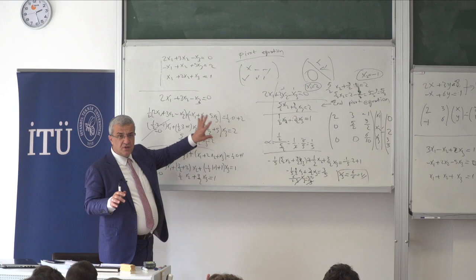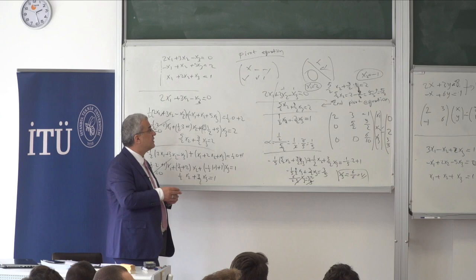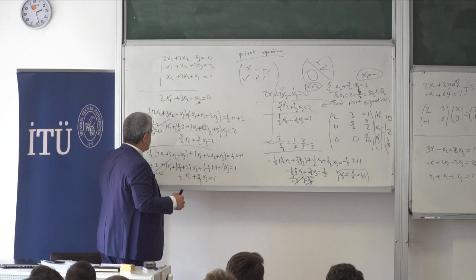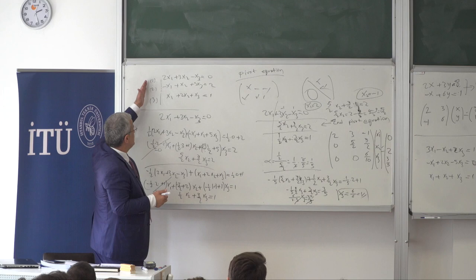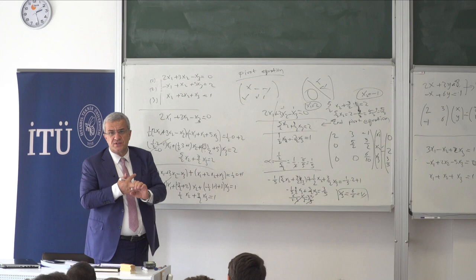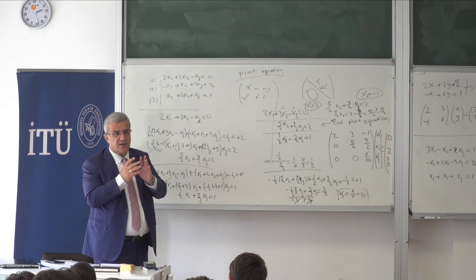Can you summarize the right side? This one? Okay, let me go from the beginning. I think it's good that we summarize the entire thing altogether. We have three equations: equation number one, number two, number three. We are looking for x1, x2, x3 that will satisfy all three of them. This x1, x2, x3 is called the solution of the system of linear equations.